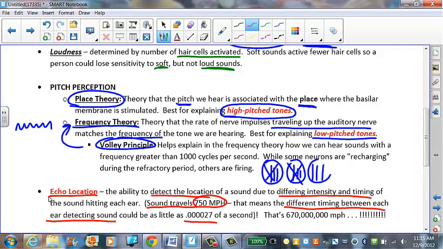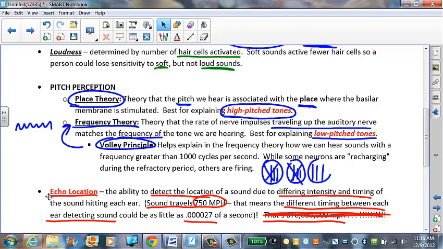So basically that means that we can detect that sound going, I don't know what that means. I don't even remember why I had that in there. 670 million miles per hour, which I believe is the speed of light. So we're just going to ignore that.